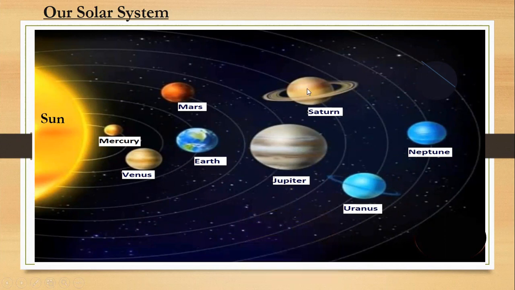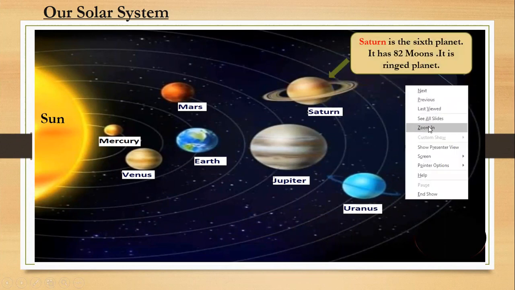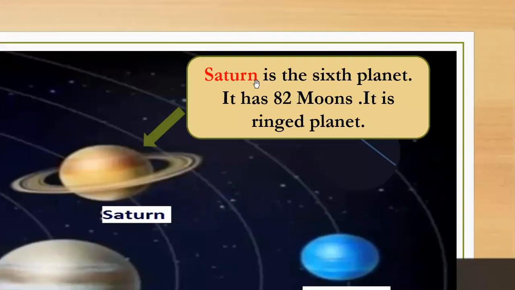Now, what about the sixth planet? The sixth planet is Saturn. Saturn وزحل. We will learn now about Saturn. Saturn is the sixth planet. Saturn is the sixth planet, الكوكب السادس. It has 82 moons. It is a ringed planet. Again, Saturn, كوكب زحل, is the sixth planet. Sixth planet, الكوكب السادس. It has 82 moons.